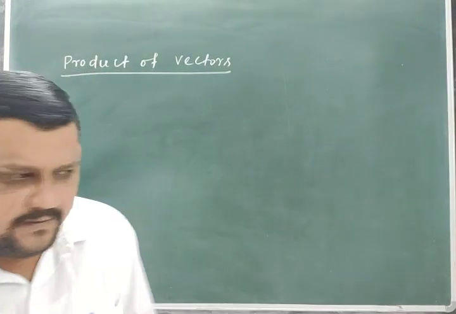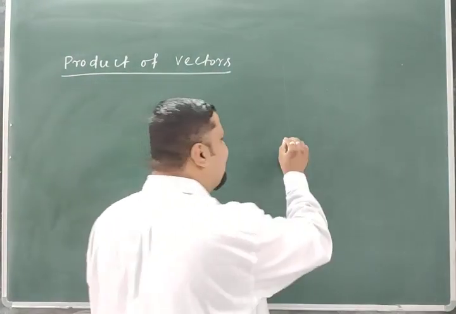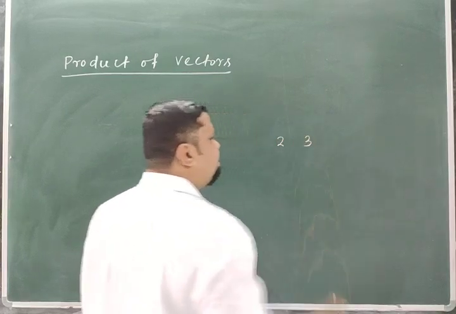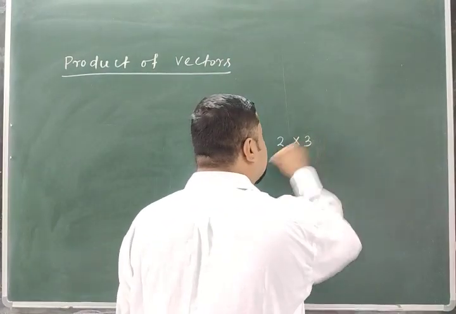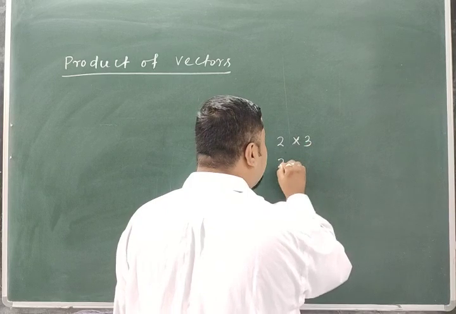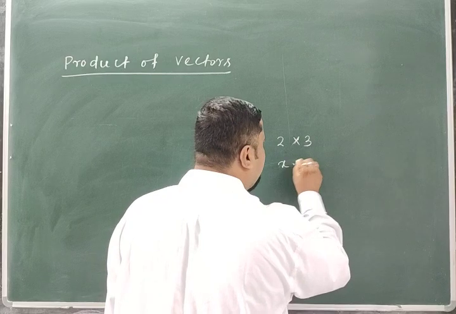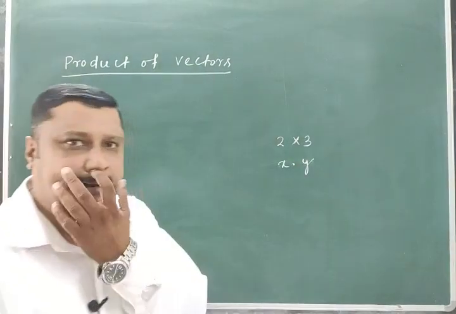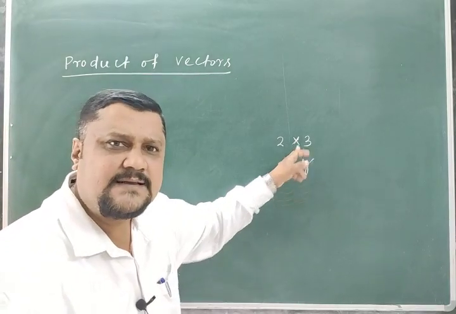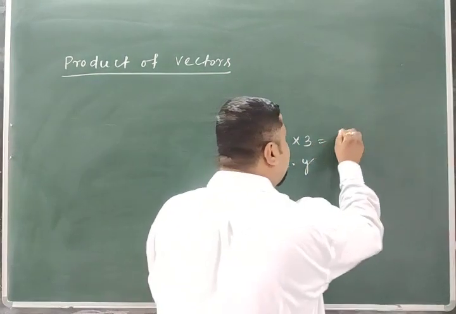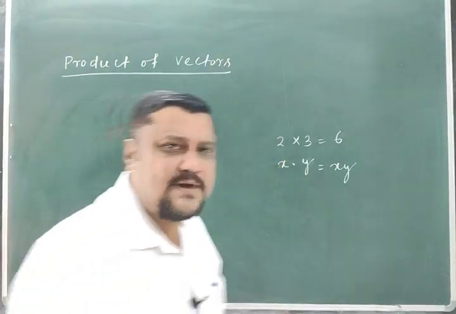Now, let me explain. When you multiply two scalar quantities, 2 and 3 suppose, you just do 2 into 3, or someone can write 2 dot 3. Or suppose x is a scalar and you multiply it with y, so you can put x dot y. This symbol implies a product. That means this is equal to 6, or simply you can write xy. These are scalars.